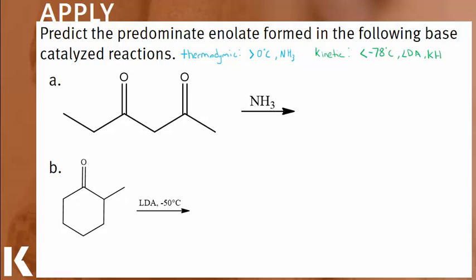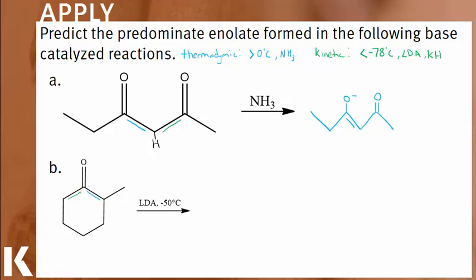Starting with A, the most acidic hydrogen is here, meaning it will be the one to get deprotonated. So the question is, will the double bond form here or here? Notice that we are not given temperature, but we do see a small weak base in the form of ammonia. Therefore, this will form slowly into the thermodynamic product, where the double bond ends up on the side with more carbons. Moving on to B, we need to determine if the double bond will form here or here.